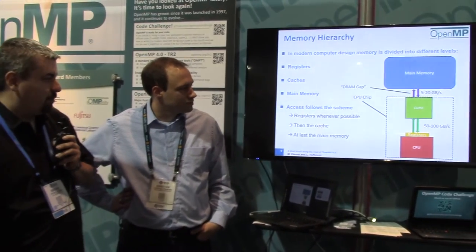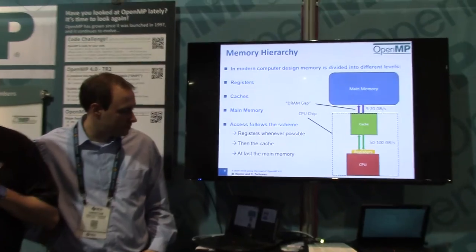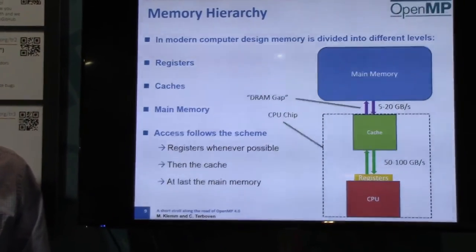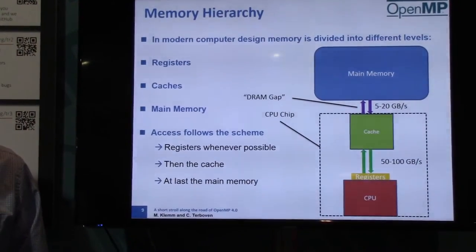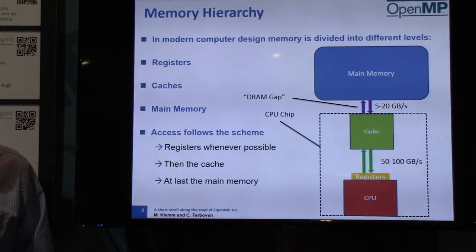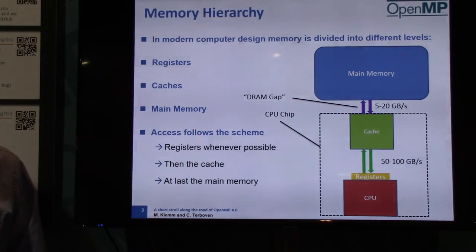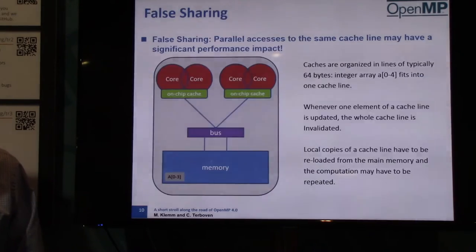So there's a memory hierarchy between the processor and the main memory. There are registers, caches, and then obviously the high-capacity main memory. Whenever you access data, you should keep it as close as possible to the registers. If it doesn't work out in the registers, keep it close in the cache. And only if the cache doesn't work out for you, then you need the data from main memory. And this is what's happening in this particular code, because it's streaming data from the main memory into the cache, into the CPU, and that takes time.